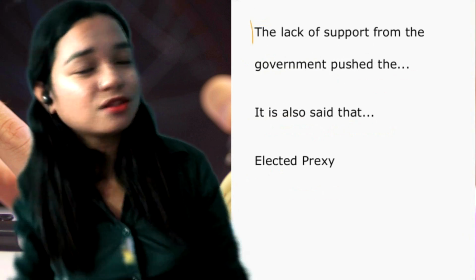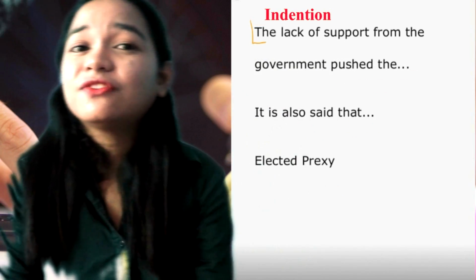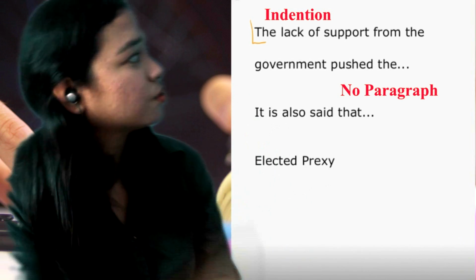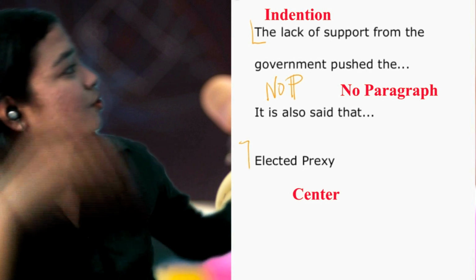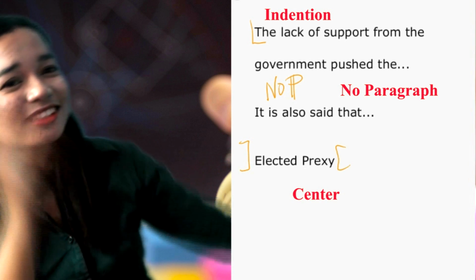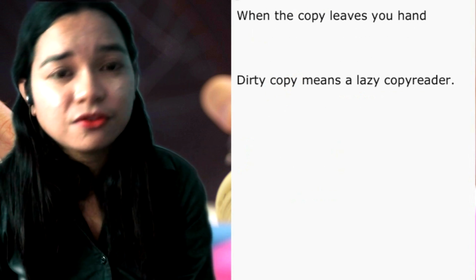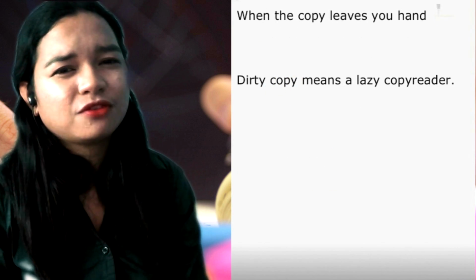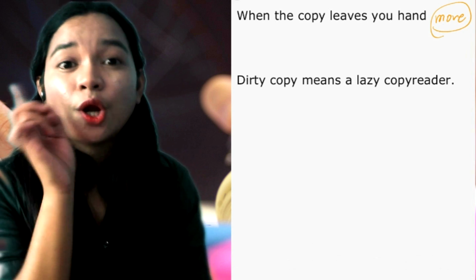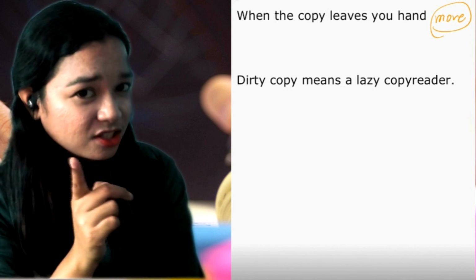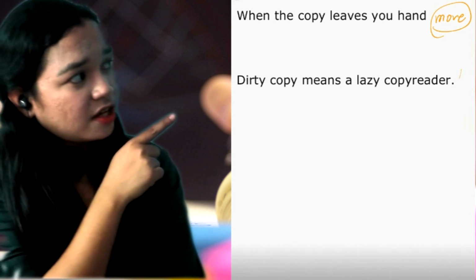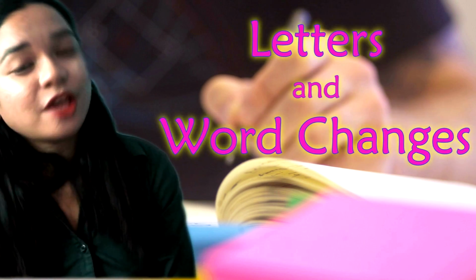For inserting indentions, use the symbol. If there's no need for a paragraph, use no P. If the word needs to be at the center, then use these brackets. Now, if a story is unfinished or you think that it needs more information, then you can use the word more and then encircle it. Now, if the story is finished, then we can insert a number sign, or we can insert 30 and put it inside a circle. Now let's go to the fourth one, letters and word changes.